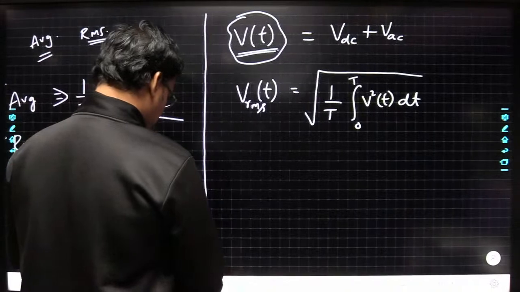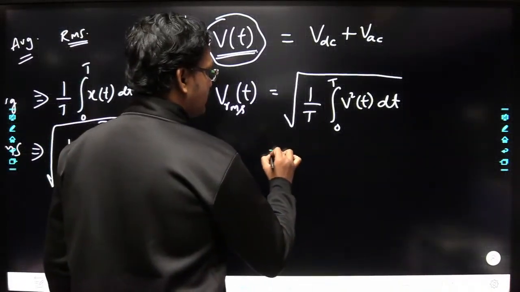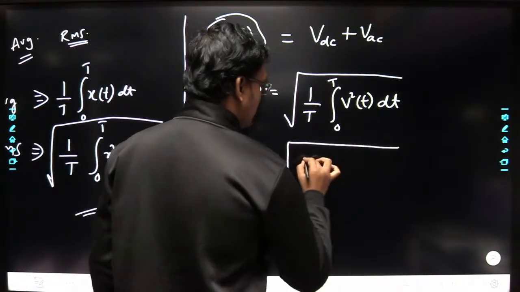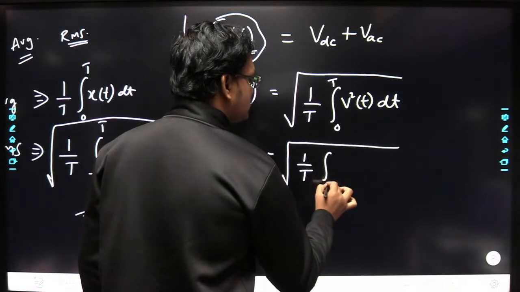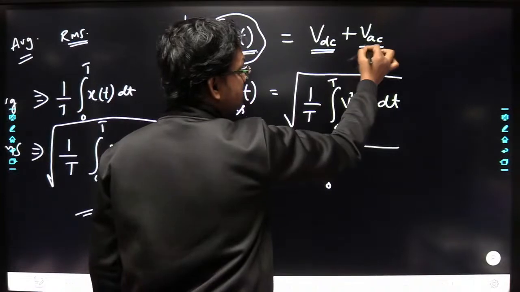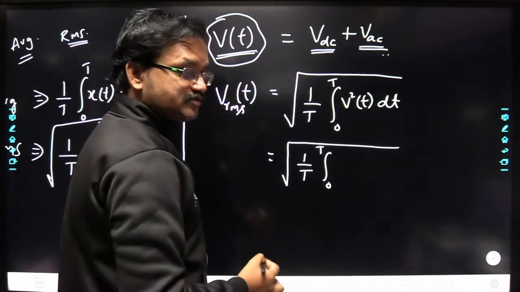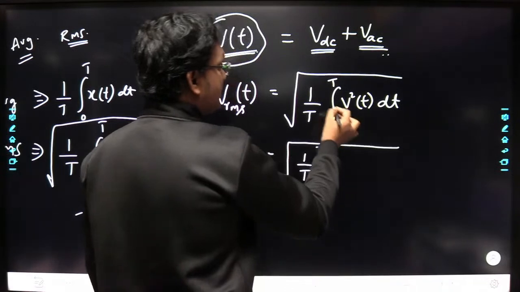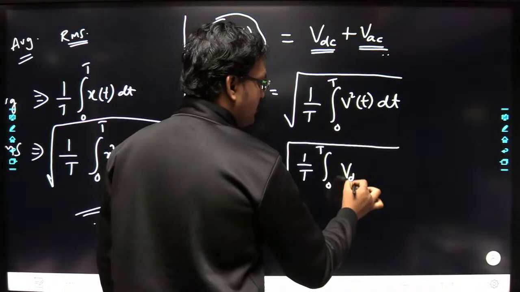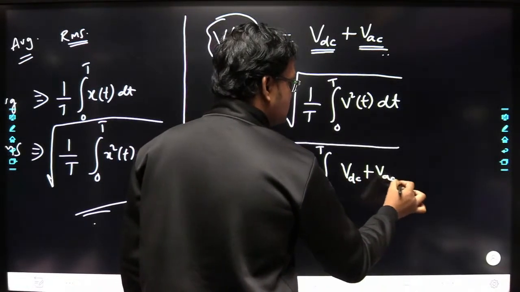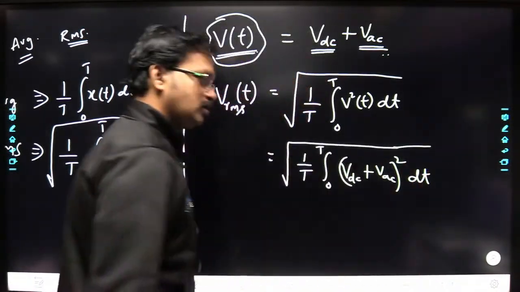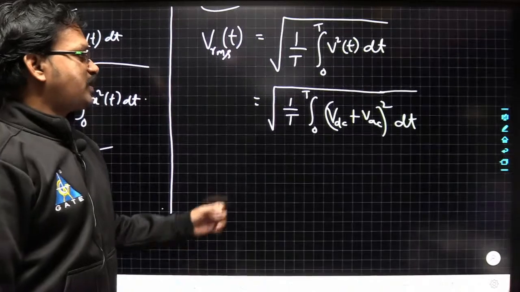Now see here, this is equal to the square root of 1 by T integral 0 to T. This v of t has both a DC component as well as an AC component. So substitute in place of v of t this Vdc plus Vac. So what you are going to get is Vdc plus Vac whole square dt, right? Now expand this.